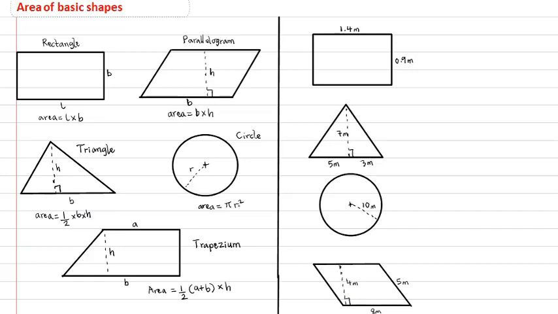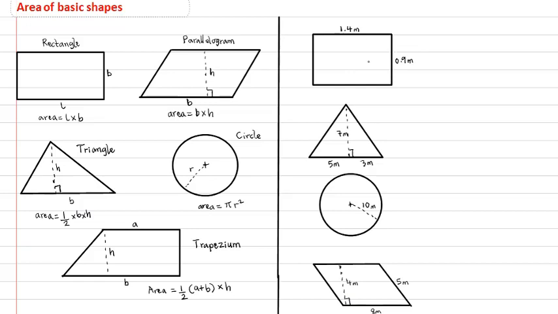Area of a circle, pi r square. Area of a trapezium, half brackets a plus b, that means the length from here to here, times the height. So let's apply the formula solving this problem. Let's find the area of this.